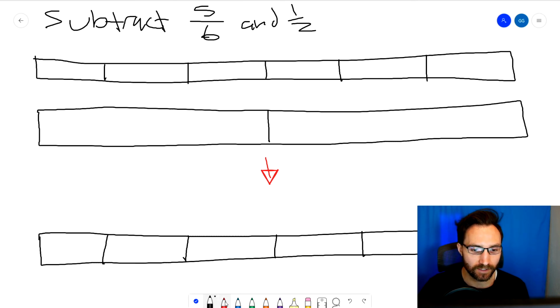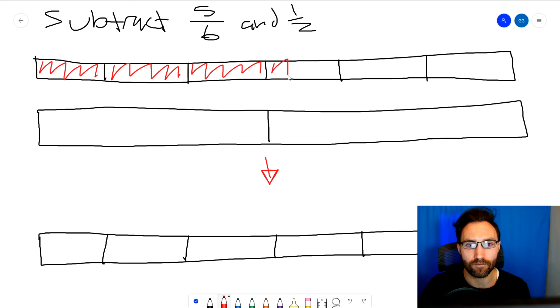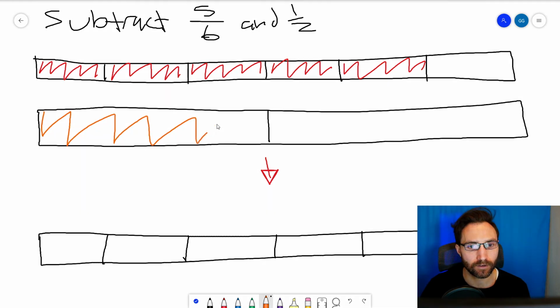So 5/6. We can see this first bar model is divided into how many equal parts? 6. So let's fill in 5 of these equal parts to represent 5/6. We can see this bar model is divided into halves, 2 equal parts, which are halves, and there's 1/2.